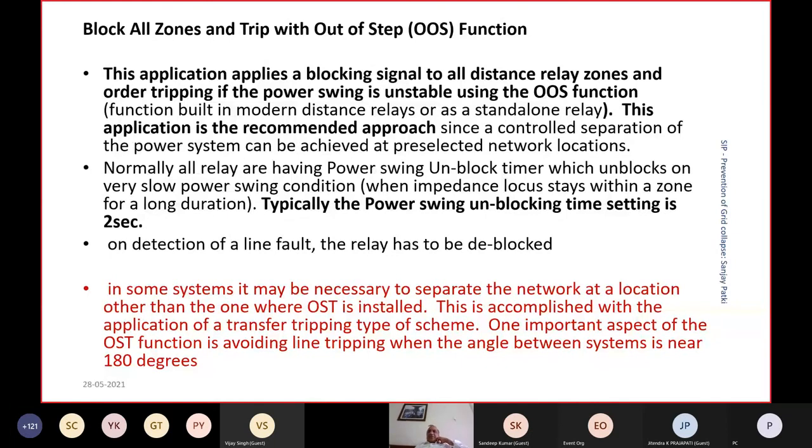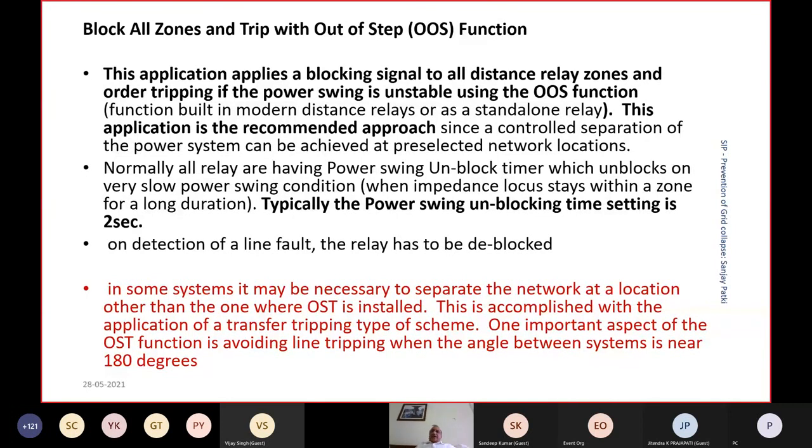This out-of-step tripping function can be a separate relay, or nowadays the modern relays have this as an inbuilt feature. Now, when power swing gets detected, you block all the zones, so as to prevent the line from tripping. But if there is an out-of-step detection, you can actually trip the element of the power system which will help you in regaining the stability, at the same time preventing the shutdown.